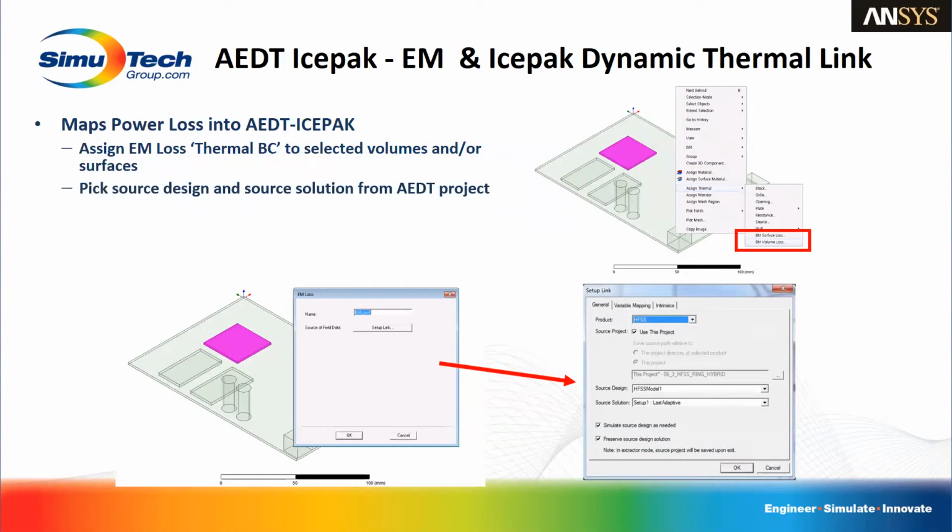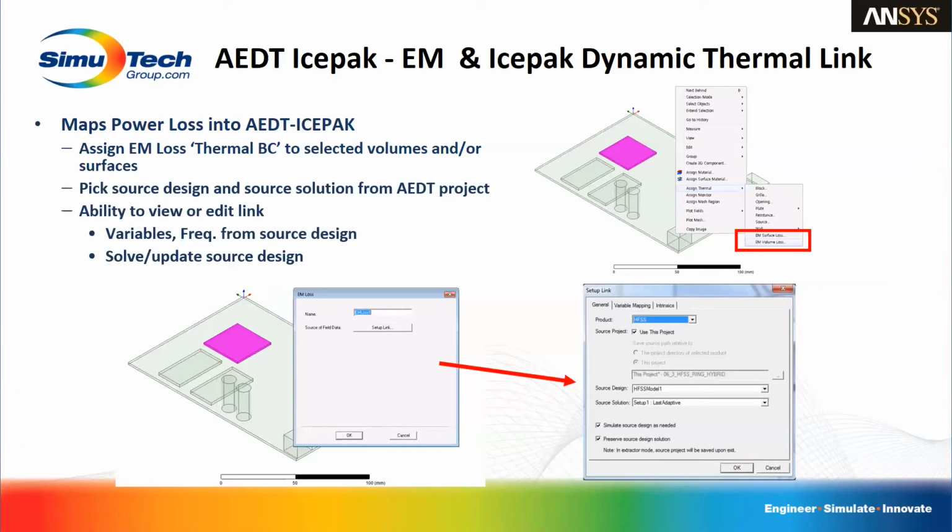And you can just go through the selections in the drop-downs. Set up the link according to which source design you're using, which project, and which solution out of the design if you have multiple solutions. So it's all relatively straightforward. We can take different frequencies from a source design. If we have multiple solutions at different frequencies, we can pick which one we want to use, and so on. And then once we do that, we can go through an iteration to solve and update the source design based upon the thermal results.